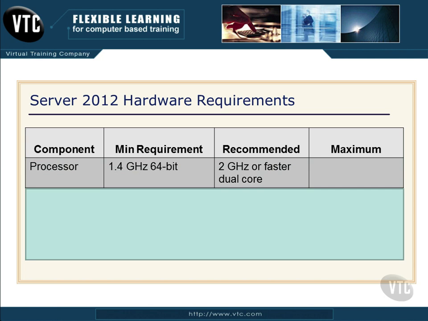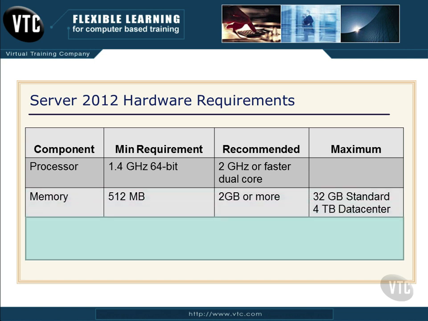Now, let me warn you about something here. Windows Server 2012 only comes in a 64-bit version. There is no 32-bit version, so watch for that on the exam. Microsoft recommends a 2 gigahertz or faster CPU, and they also recommend dual core, or more cores, okay? So dual being the least is what they're recommending.